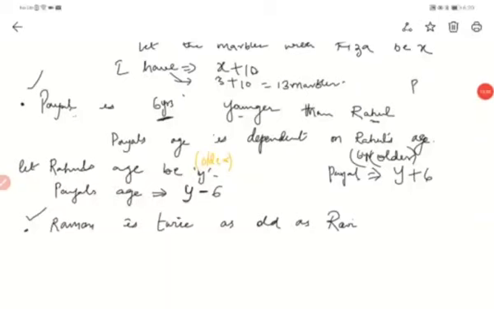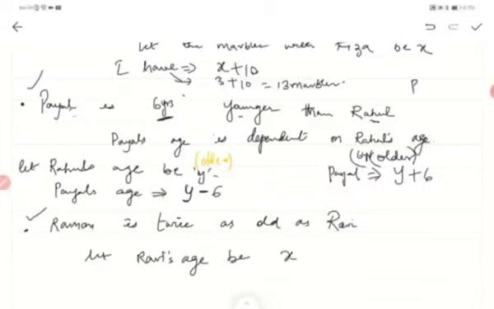So I hope you have tried this. Raman is twice as old as Ravi? Okay, verify your answer if you have done it after pausing my video. So here it is: Raman is twice as old as Ravi. So we will take, let Ravi's age be some x, an unknown variable. Raman's age is dependent on whose? Ravi's age. So we took Ravi's age as x instead of Raman's age.